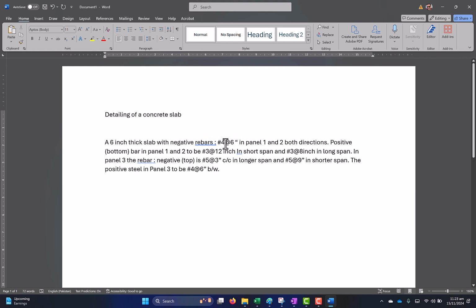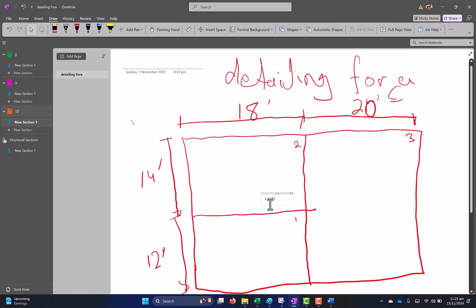So number 4 at 6 in panel 1 and panel 2, both directions. This is negative. नेगेटिव का मतलब क्या हुआ? टॉप बार होगी, राइट? ये दो पैनल्स हैं, बोथ डायरेक्शंस हैं. Now the rule of detailing is that these negative bars will be L by 4. So you divide by 14. 4 क्या बनता है ये? 3.5. So in this panel it will be 3.5 feet long of this span.